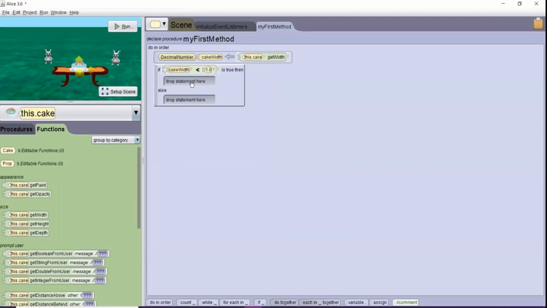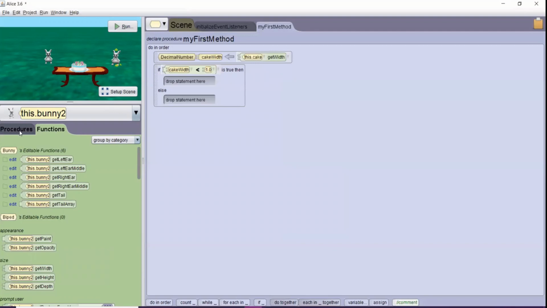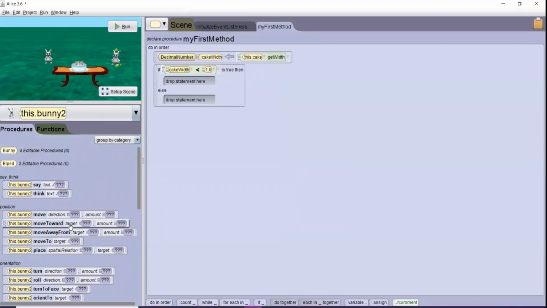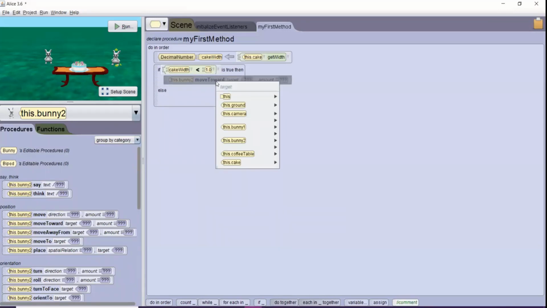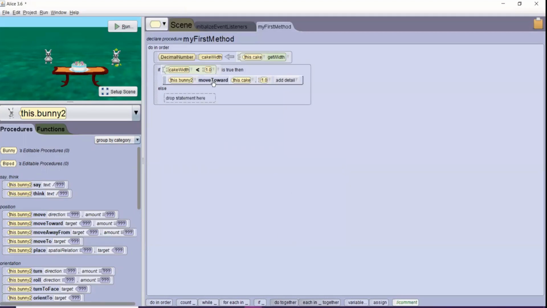So kita akan buat kat sini adalah bunny tu. So klik dekat bunny tu. Bunny tu akan move towards. Okay, tarik this one, pergi ke sini, dia akan move towards apa? So dia akan pergi move toward this cake. Okay, sebanyak 1.0. Kita try dululah. Okay, ini kalau dia less than cake width ni. Tapi else, kalau tak, maksudnya kalau dia lebih besar daripada ni, dia akan pergi else dia akan buat dua bunny 1 dengan bunny 2 akan ke depan.